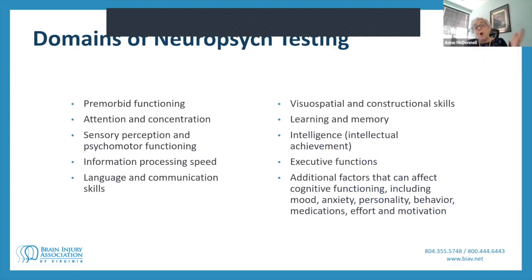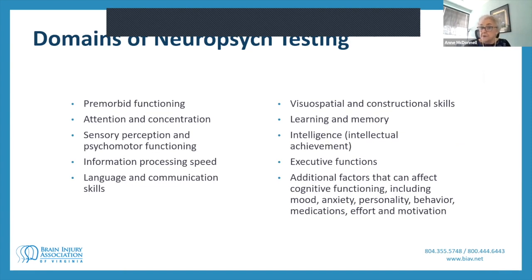Neuropsychs will look at all of these skills during their testing process, which can sometimes take days for someone with a brain injury because it's exhausting. And psychologists don't necessarily use some of the same tests that neuropsychologists use. There's just a little bit different emphasis in some of the training.